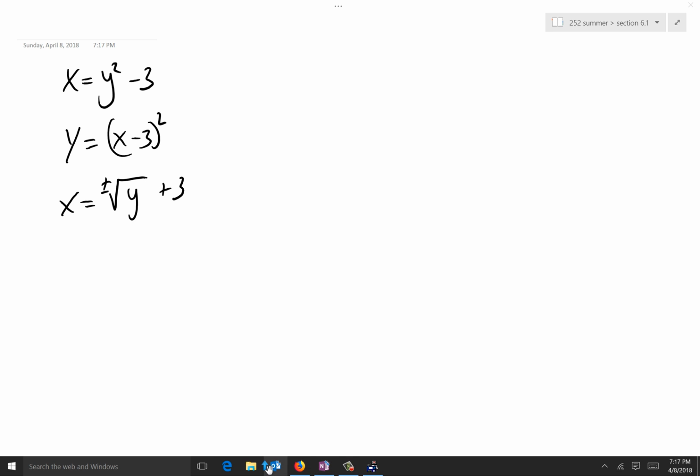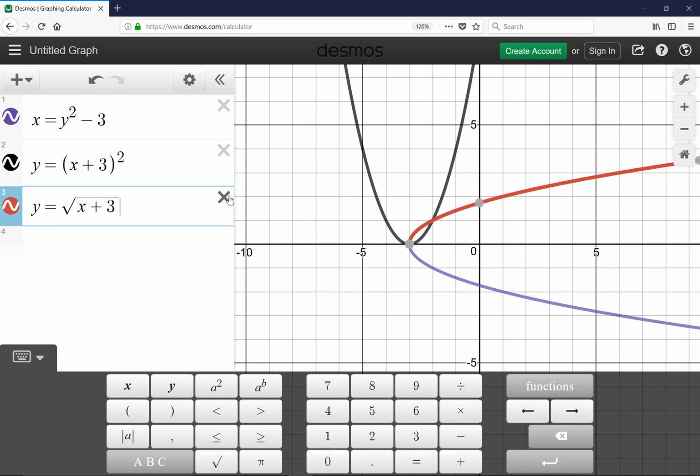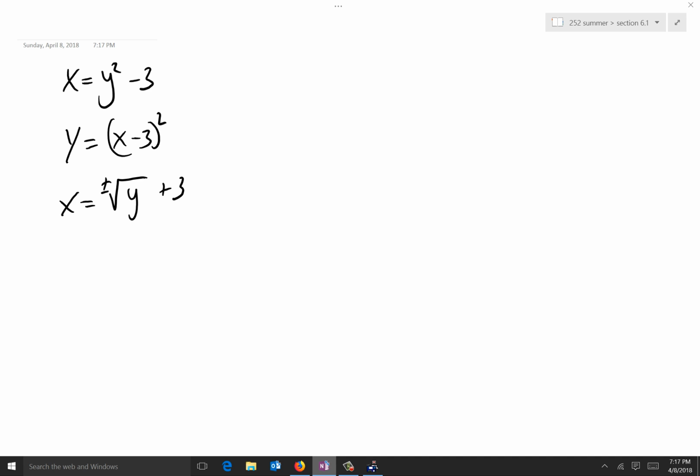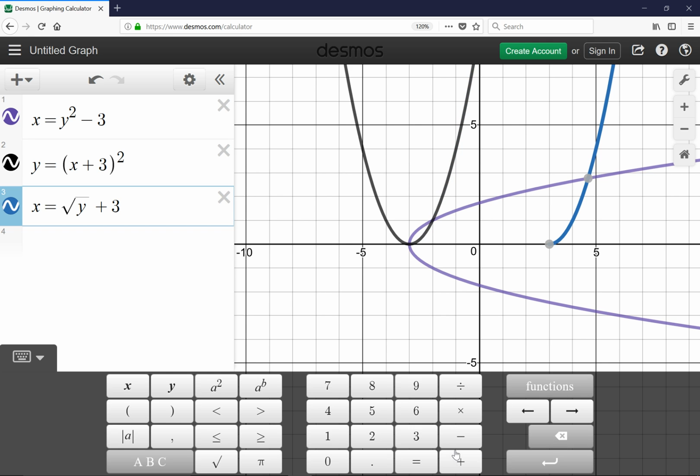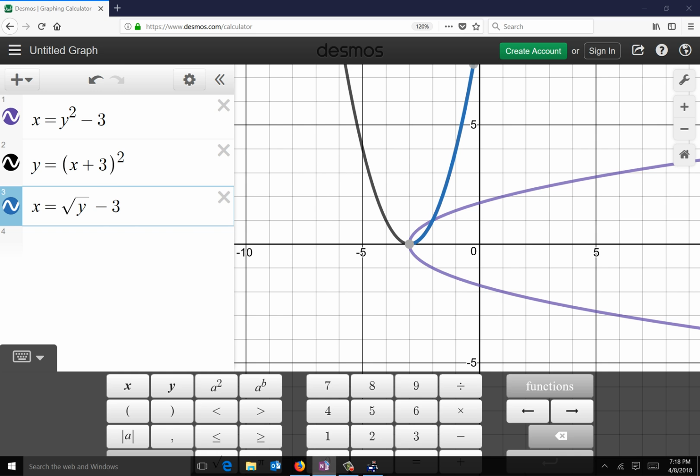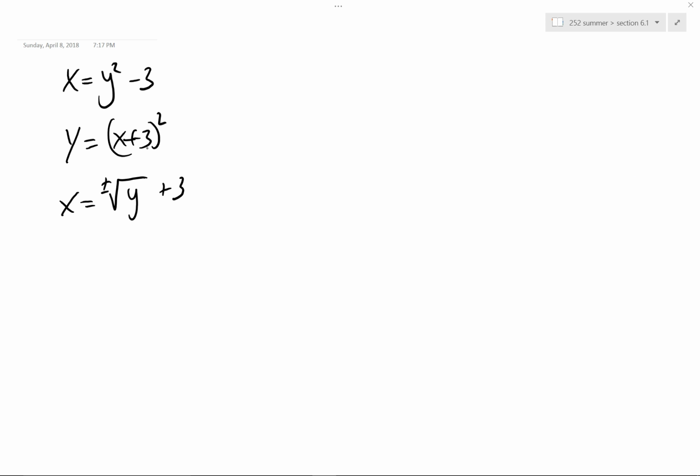Okay? And again, if you don't know which one it is, and nobody would blame you for not knowing that, then come back in here and make yourself a new one and say x equals square root of y, and then is it minus 3? Did I do it right? Did I do minus 3? Oops, plus 3. Wait, what just happened? Oh! I wrote the problem wrong, didn't I? Yeah, because it was supposed to be x plus 3. There we go. And so as you can see, it's the positive version of this again.